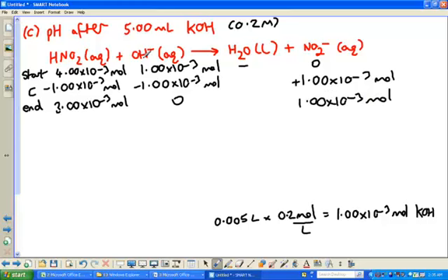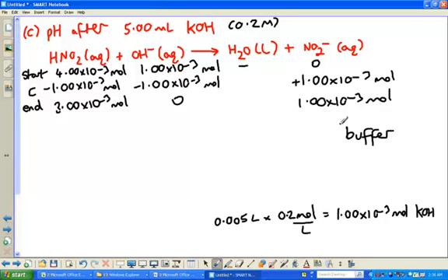So that means I have this. After I've added in that 5 mils of OH minus, all the OH minus is used up because I had more acid. I have this amount of my acid left, and I've formed a certain amount of the conjugate base. Now remember, I have a weak acid, and now I've formed some conjugate base of that weak acid. What have I formed by doing that? I've formed a buffer.